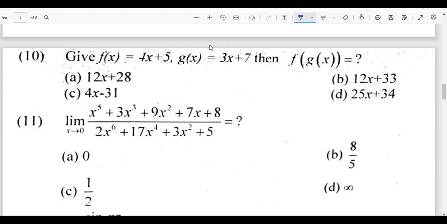Put 3. So 12x plus 15. 22. 12x plus, it's either A or B. Yes, because you would be getting 12x.